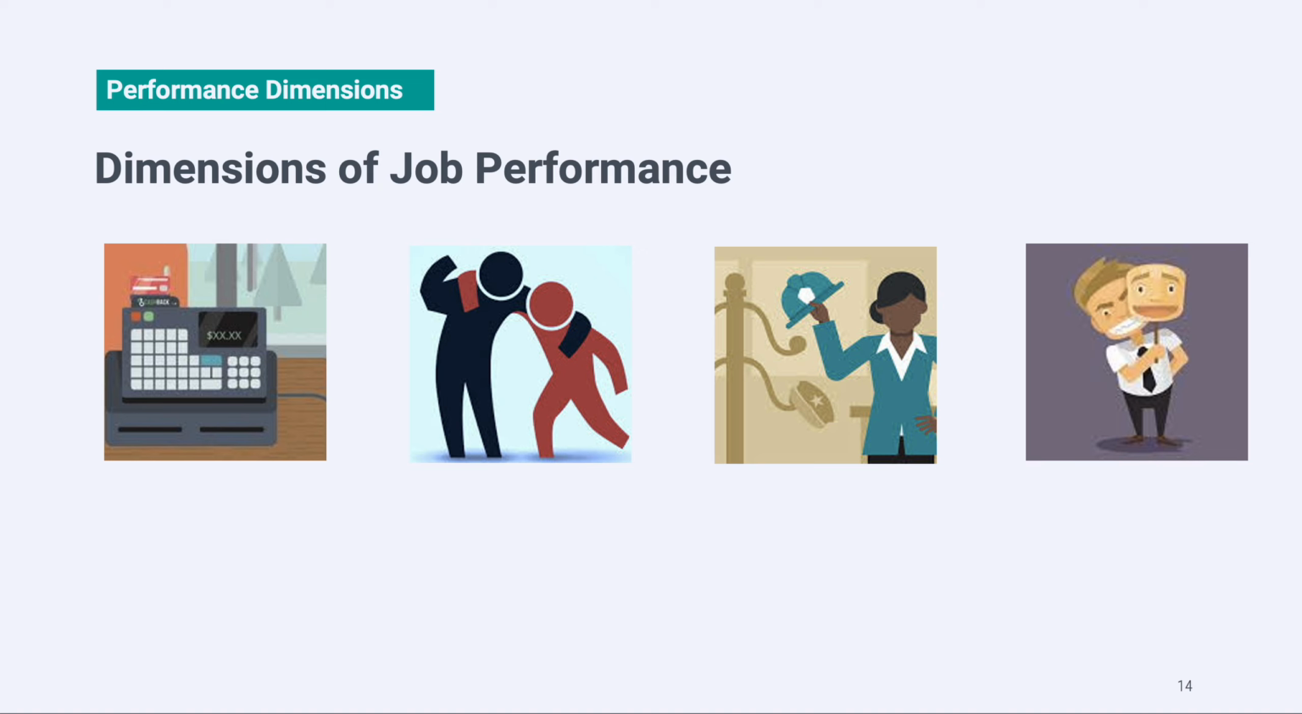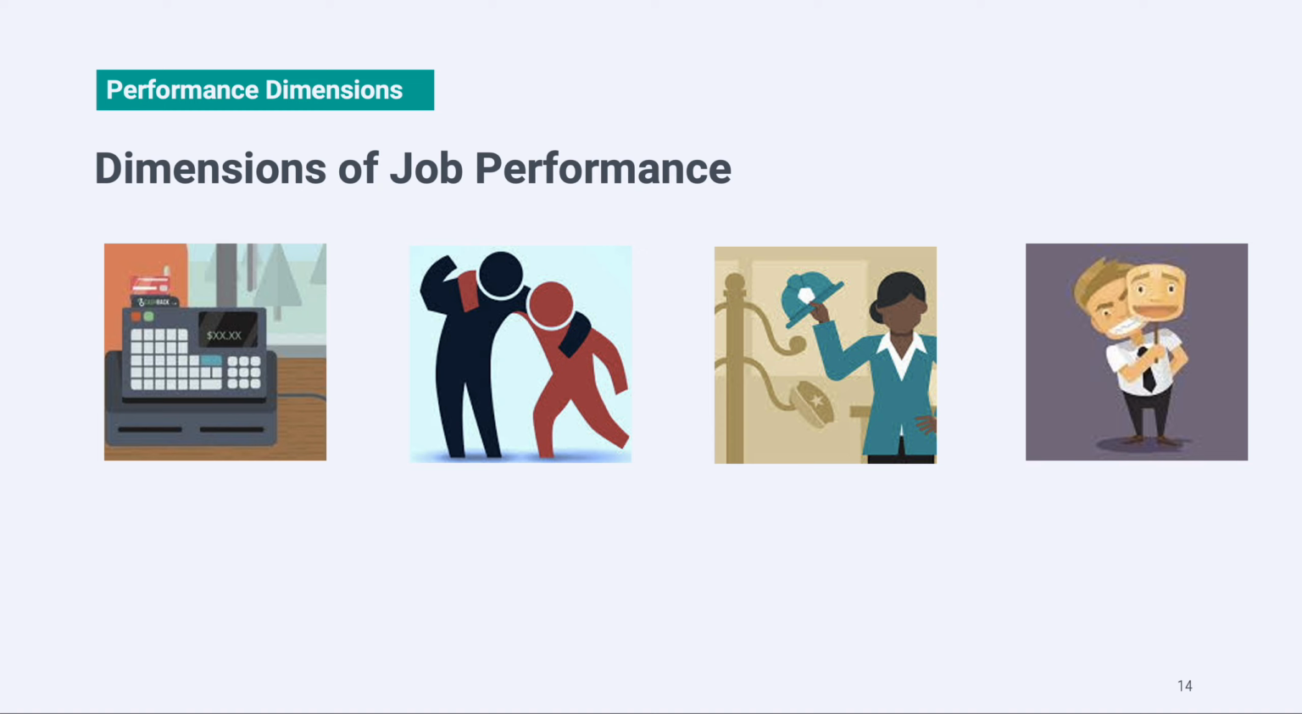So far in this module, we have talked about what performance is and how we define it. We've also talked about determinants of job performance. So what factors predict whether or not somebody is likely to perform. And now what we're going to dive into are the different ways that we can characterize job performance.